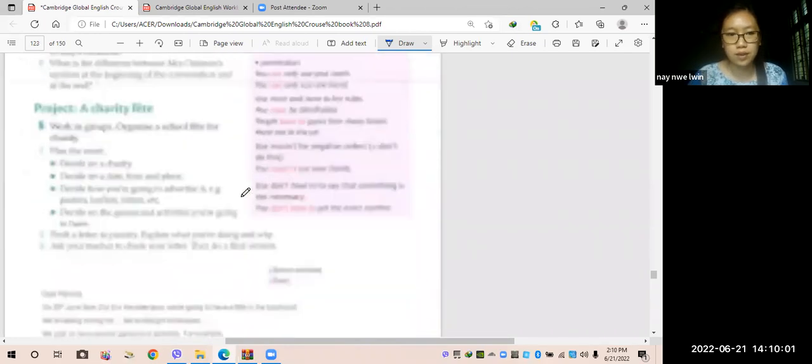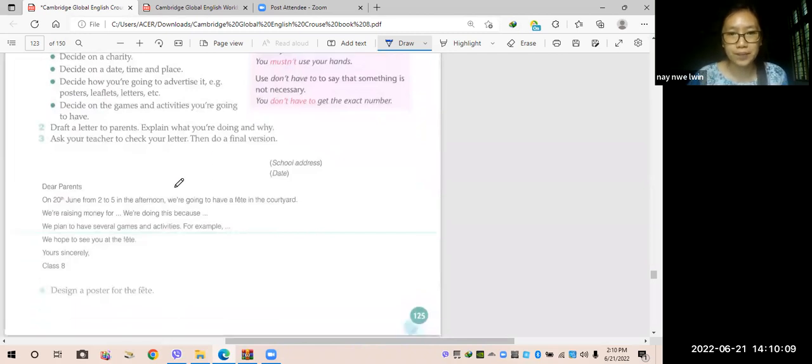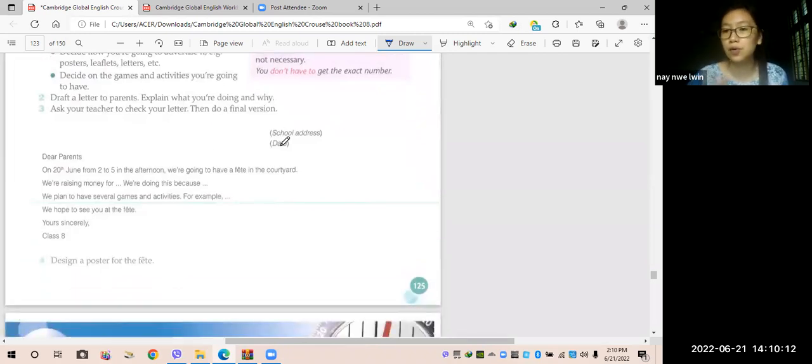So all you have to do is write the letter here. So draft a letter to parents. So you have to write that letter to the parents, explaining what you are doing and why. So the school address, you can put whatever you want. And you have to start the letter like, dear parents, on 20th June from 2 to 5 in the afternoon, we are going to have a fete in the courtyard. Or you can also choose the location, whatever you want. Like it can be at school or whatever.